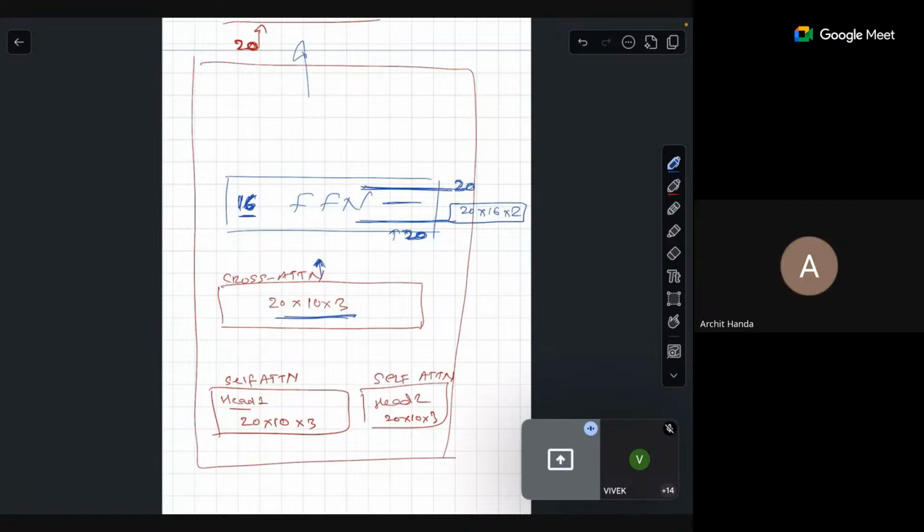Sorry to interrupt again, but this won't work, sir, because if you just take one cross attention, then it would be 10 into 16 plus 20 into 16. Because of the cross attention, we have taken 20 into 10 into 3, right? So the output of this would be a 10 dimensional vector. So if we are taking single cross attention, then it would be 10 into 16 plus 16. I see what you mean. You're right. So the question says there are multi-headed cross attention also? Yes, sir. Okay, I see.